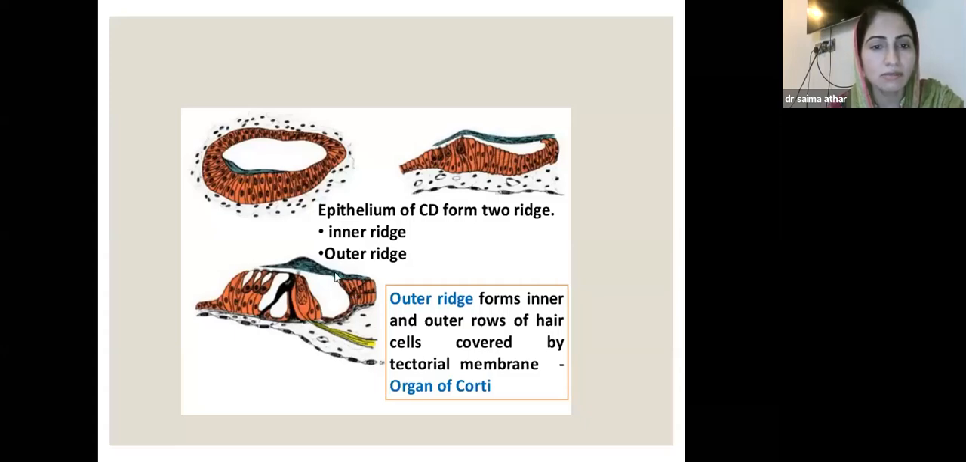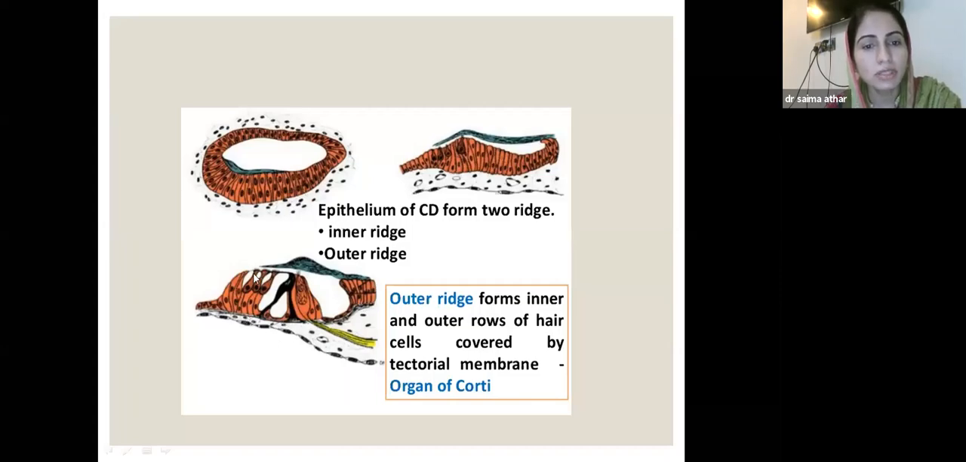Now, these hair cells will be covered by the tectorial membrane, and this is known as the organ of Corti, and this is connected with the cochlear part of the vestibulocochlear nerve. I hope it's clear. The formation of the cochlear duct and then the formation of the inner and outer ridge, which further differentiates into 2 or 3 layers of hair cells, which are very specialized cells, and there is formation of the tectorial membrane, and there is connection with the cochlear part of the vestibulocochlear nerve.